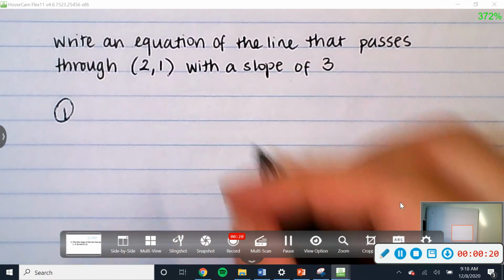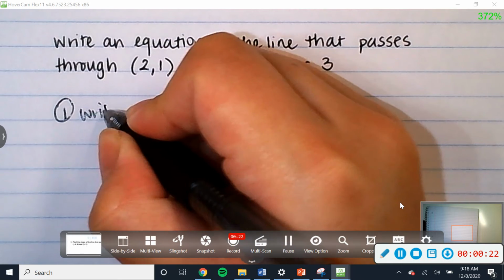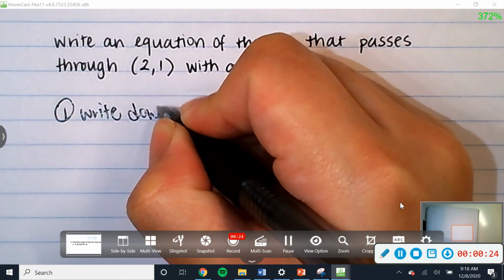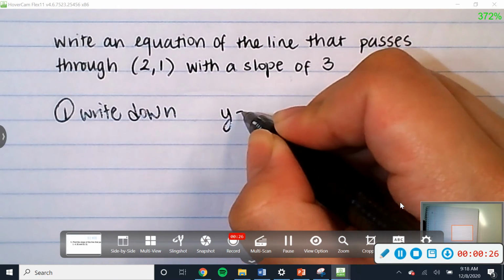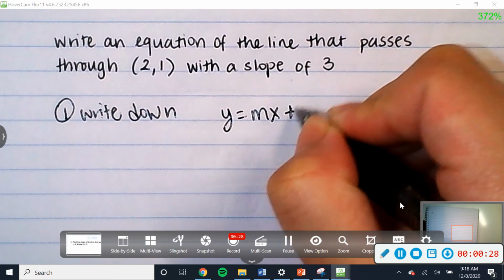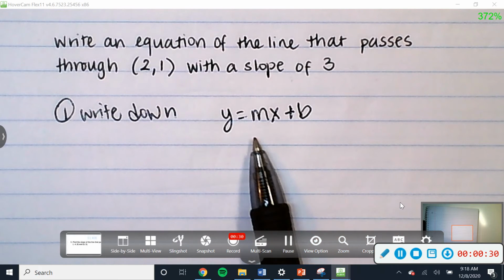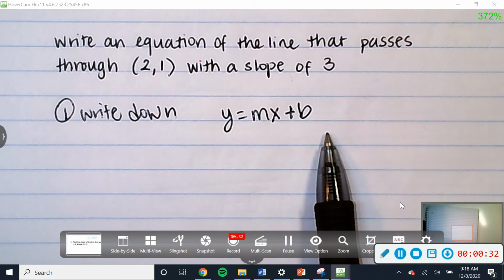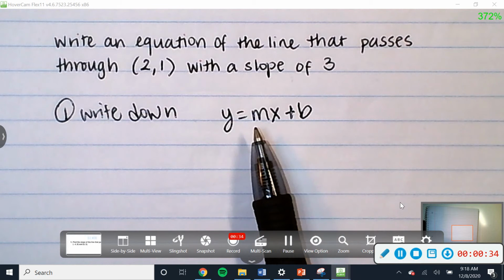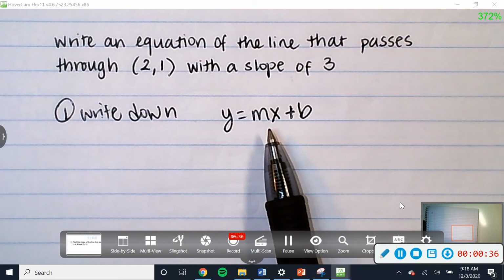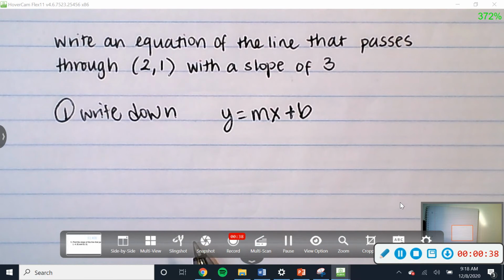First step is always going to be write down y equals mx plus b. This is our slope-intercept form. This is what's going to help us solve and write the equation. So always write this down because now we can know where to plug our numbers in.